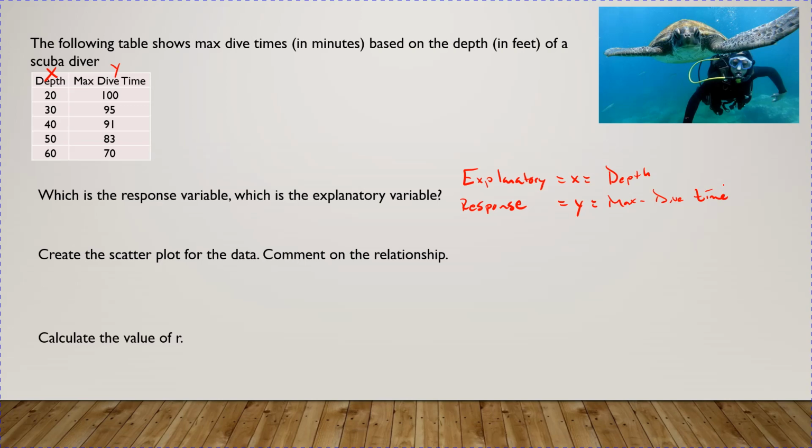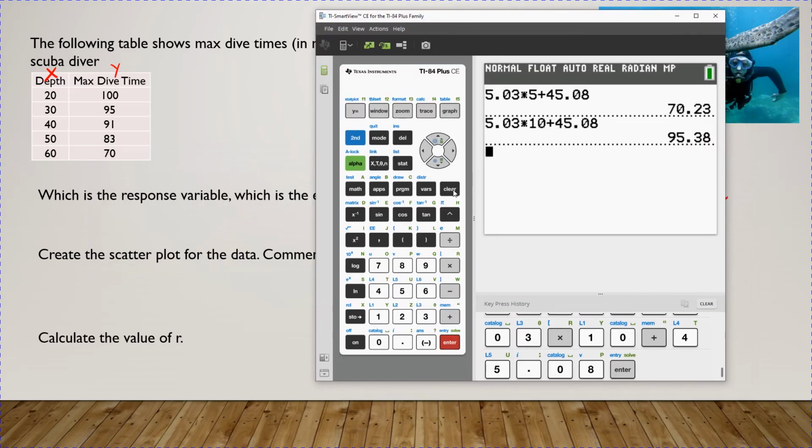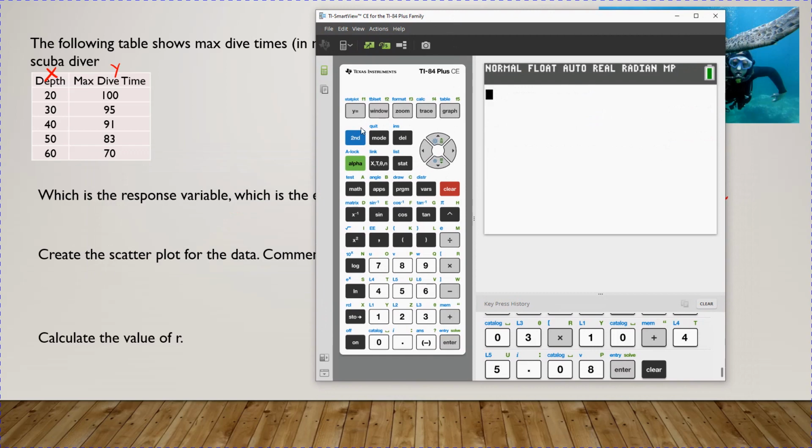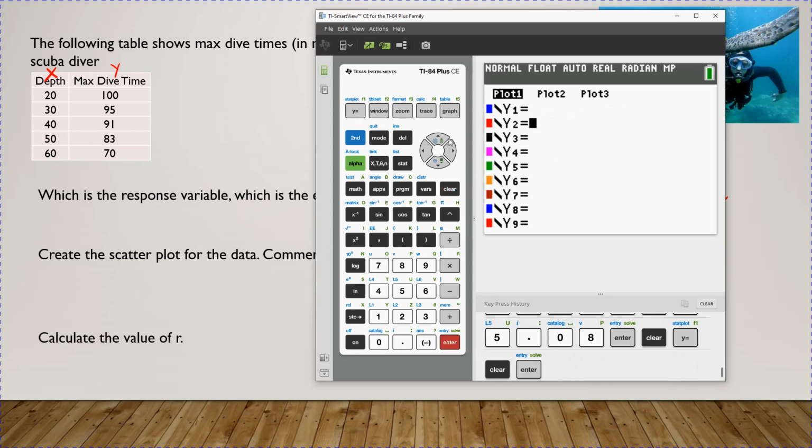So now I want to examine that relationship first with the scatter plot. So grab your calculator. Now here's what you have to do. You have to clear everything out that you've done. If you've been following along, you go into Y equals, you have to clear this out, and then we have to input this data.